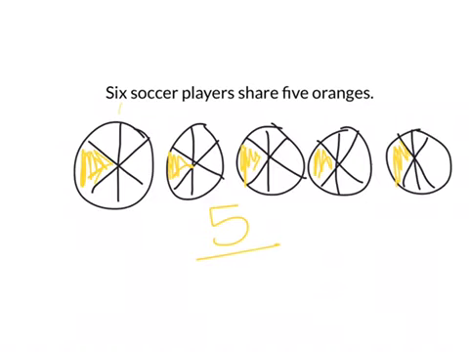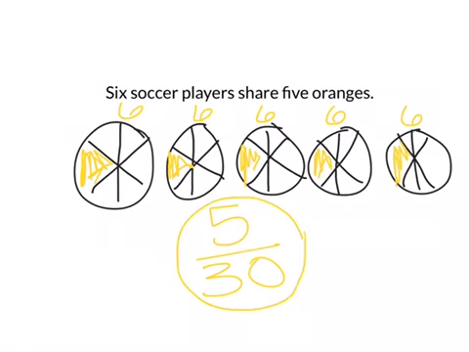So then we do 6 plus 6 plus 6 plus 6 plus 6, or you can do 6 times 5, which is 30. So each soccer player now gets 5/30 of the oranges. Okay, I'm going to give you another one to try to do on your own.